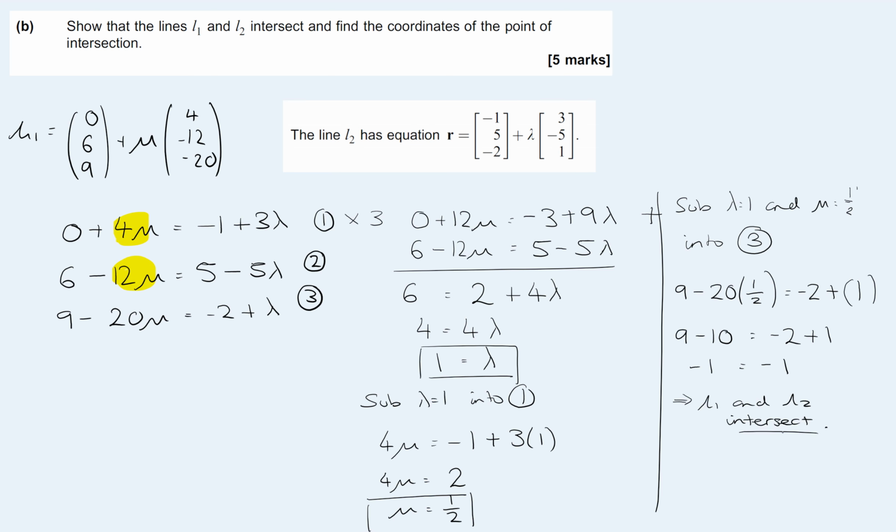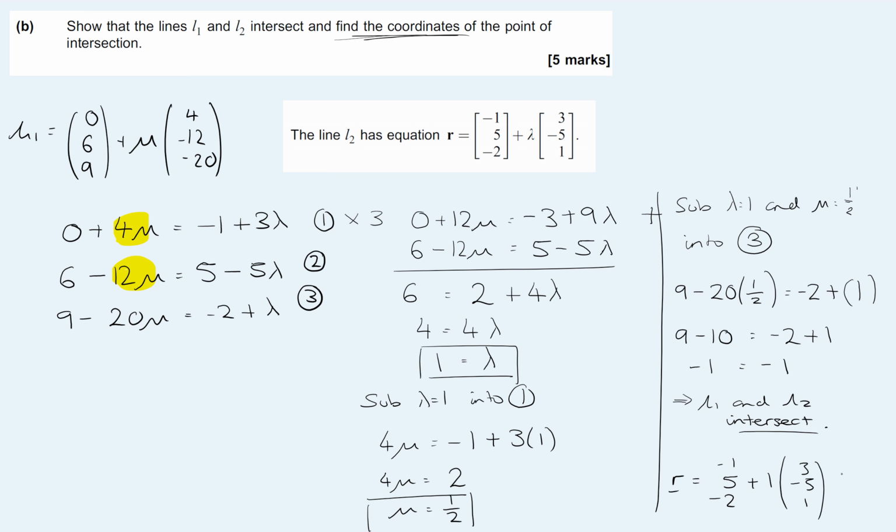So that's where we get our first 4 marks, but we're also asked to find the point of the intersection. So to find the point of intersection, we need to substitute either lambda or mu back into the equation of the straight line. So I'm going to substitute them into L1. So let's put mu back into, actually no, let's put lambda into L2 because lambda is equal to 1, so it's nice and easy. So r is equal to (minus 1, 5, minus 2) plus 1 lot of (3, minus 5, 1).